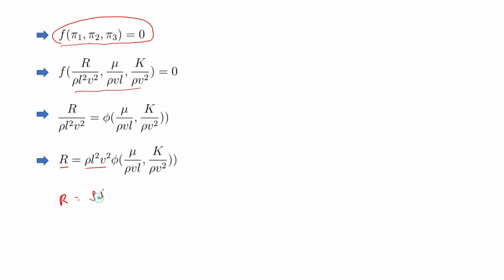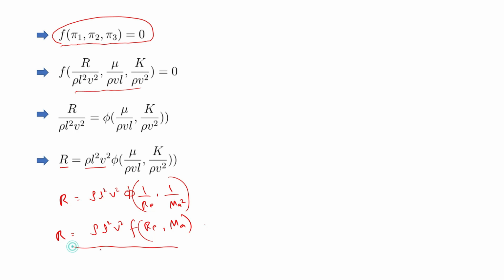This can be written as rho L square V square into phi. This is 1 by Reynolds number, and this, we have seen, is 1 by Mach number square. So this can be written as rho L square V square times a function of Reynolds number and Mach number. So you can also write it like this. This is another function.